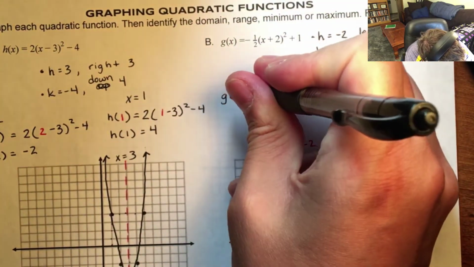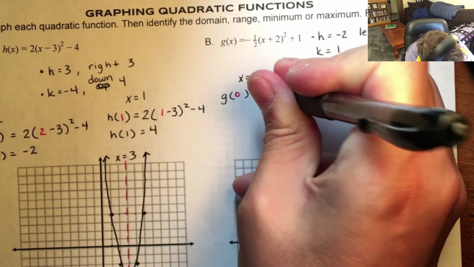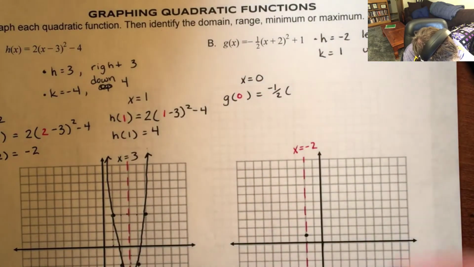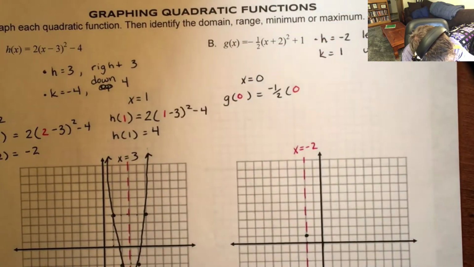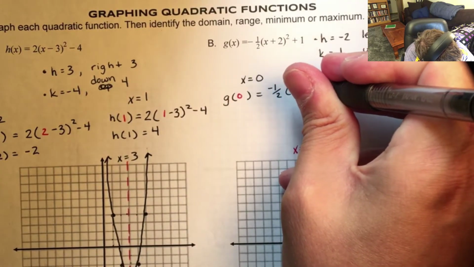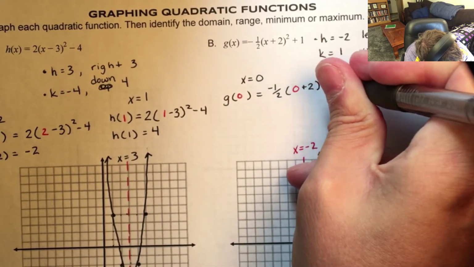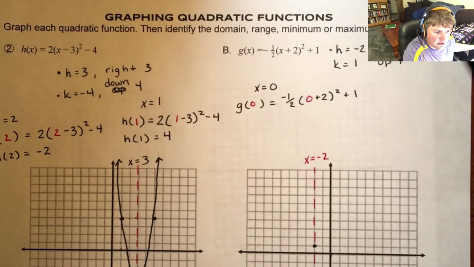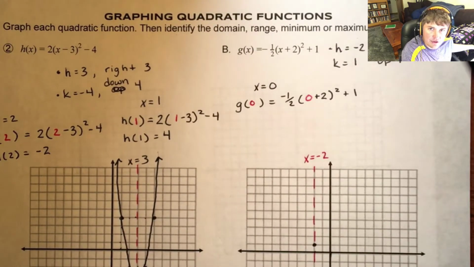which is going to be equal to negative 1/2 times 0 plus 2 squared plus 1. Okay, now this one with the fractions will look a little different in your calculator, but not a whole lot.